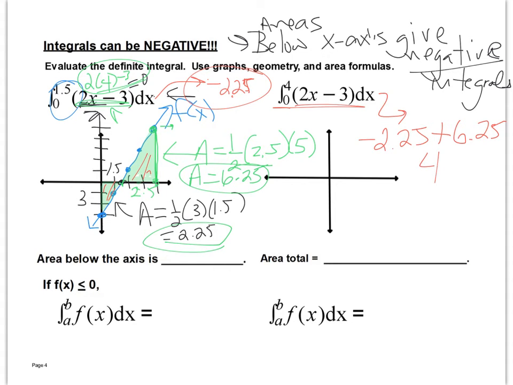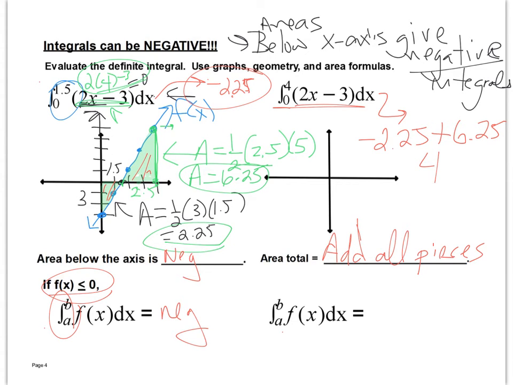So area below the axis is negative total area. You add all the pieces. Okay. So the area technically isn't negative, but the definite integral is negative. All right. So if f of x is less than 0 on the whole interval, then this is negative, and you add all the pieces to get a total. All right.